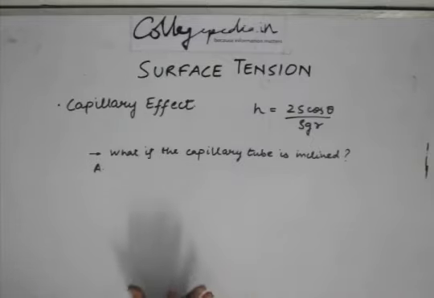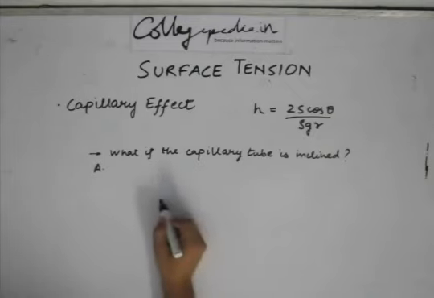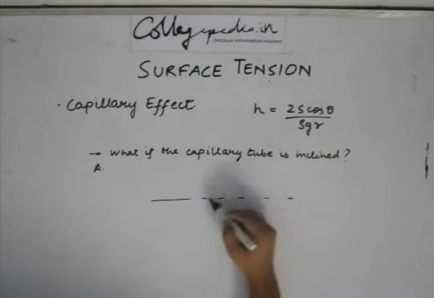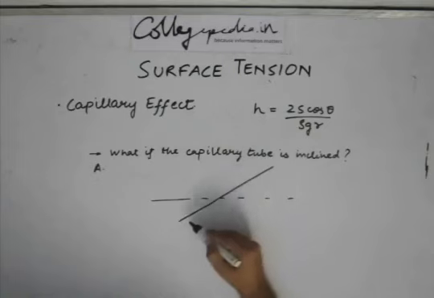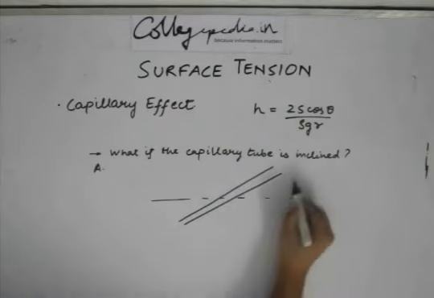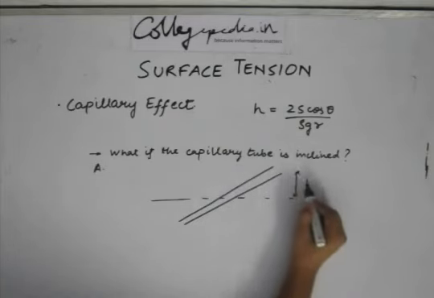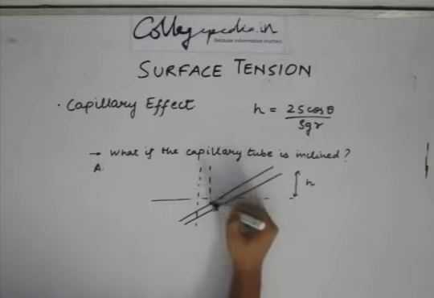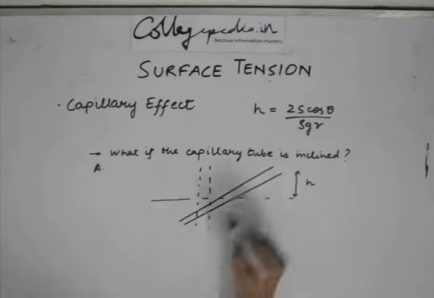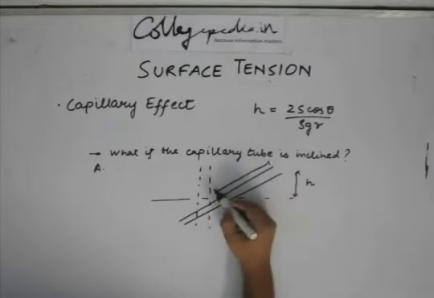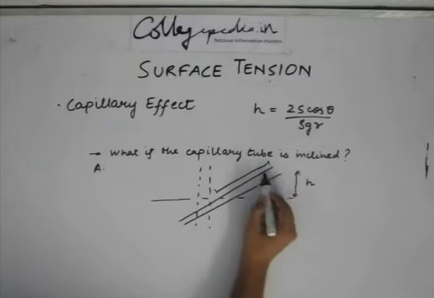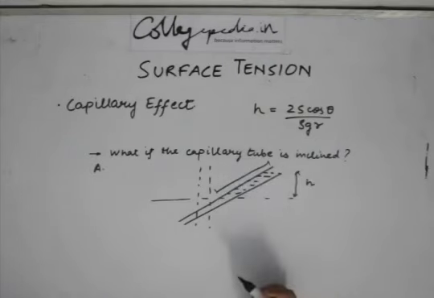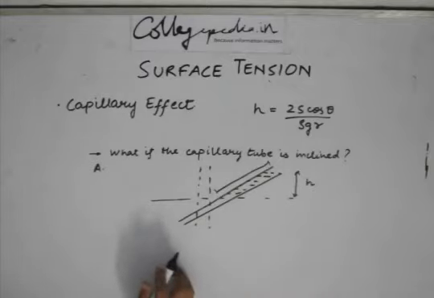That length will be changing, which is, say if we have something like this and the capillary tube is placed like this, this height small h will be the same had the capillary tube been placed like this. Although this length, which is along the capillary tube, the length up to which the liquid is filling it up, this length will not be the same. This is what happens when the capillary tube is inclined.